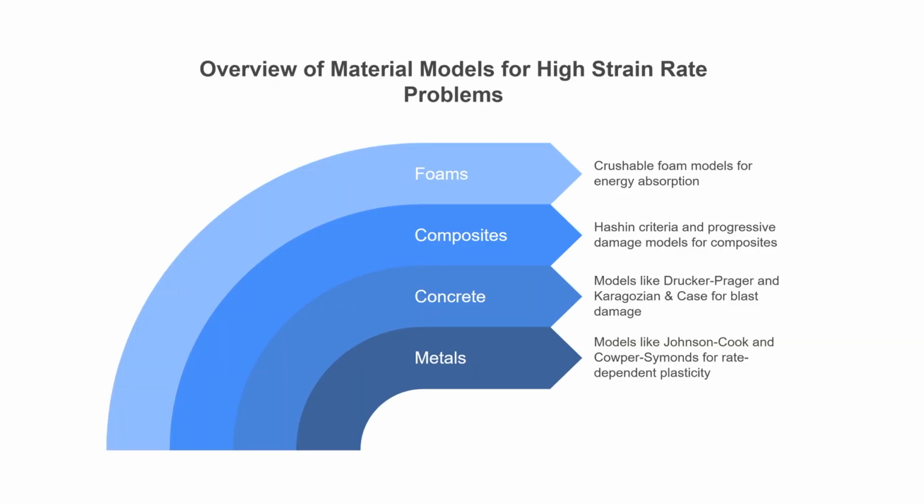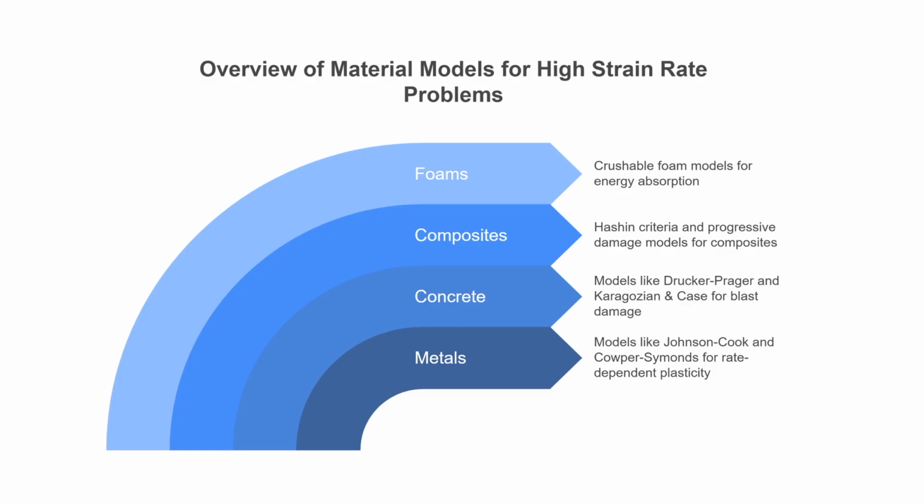Here on the right hand side we can see a column element subjected to a blast loading, and we can see the entire plastic strain that is being experienced by this column when subjected to the blast loading. We also give an overview of the high strain rate problem. There are different material models associated with each type of element. For example, foams are modeled using a crushable foam model to maximize the energy absorption.